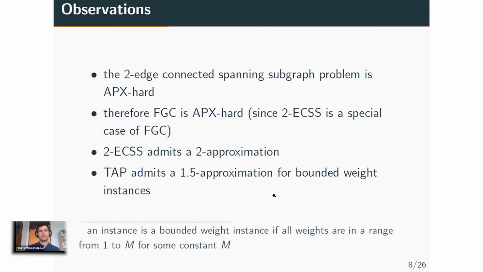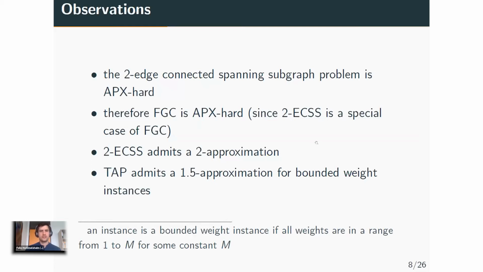So we wanted to find approximation algorithms for our problem. And since the two-edge connected spanning subgraph problem is a special case of our problem, it would be very ambitious to improve on that two approximation. So we tried to find an approximation algorithm which had an approximation guarantee very close to 2.